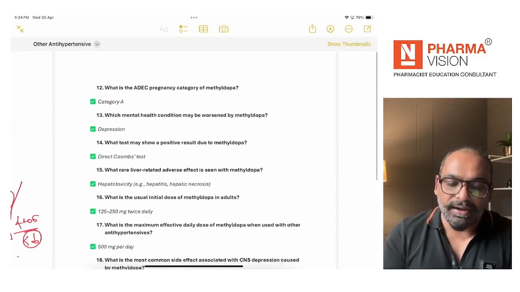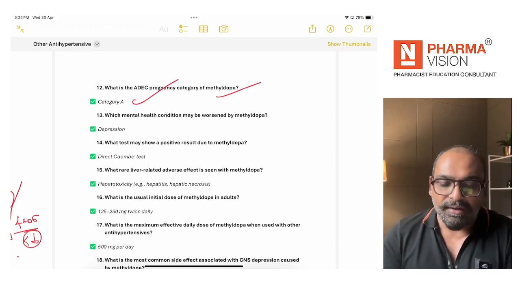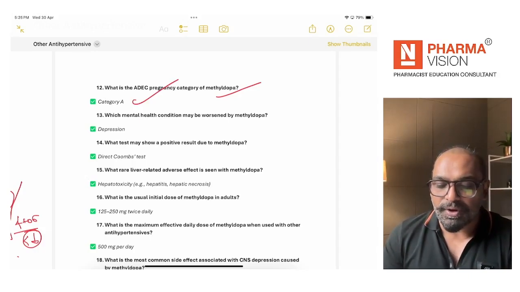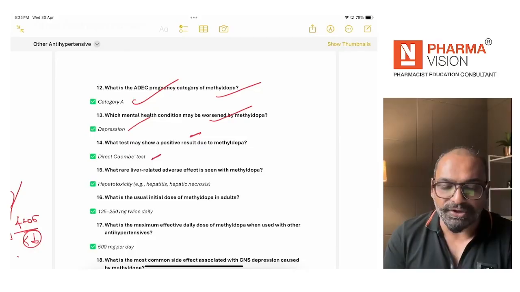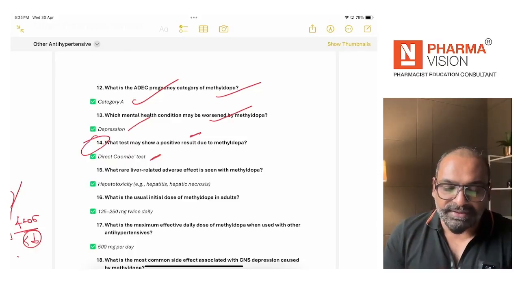Okay, which pregnancy category is methyldopa in? A. Which mental health condition may be worsened by methyldopa? Depression. What test may show a positive result due to methyldopa? Coombs test, direct Coombs test. This is a very important question you can expect in your exam.